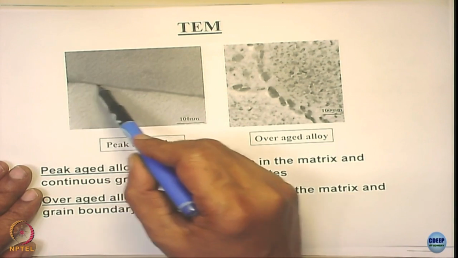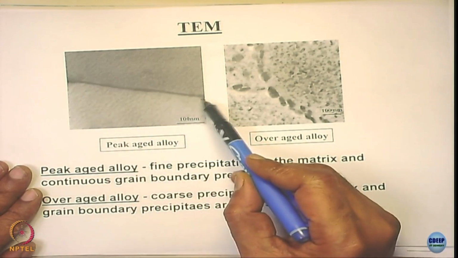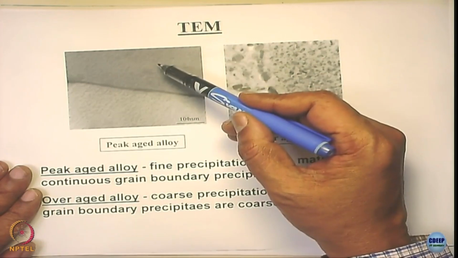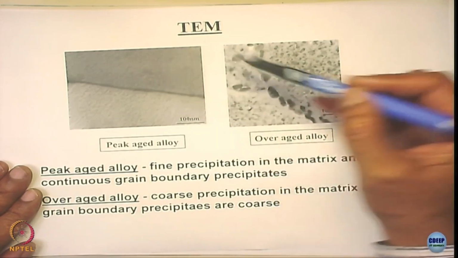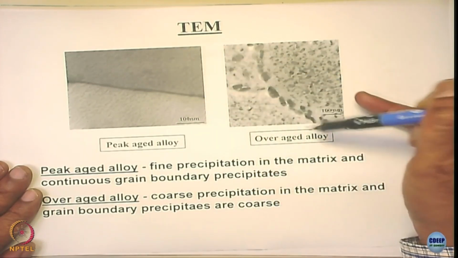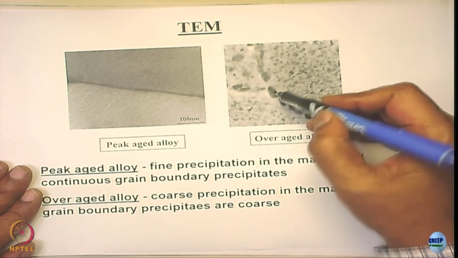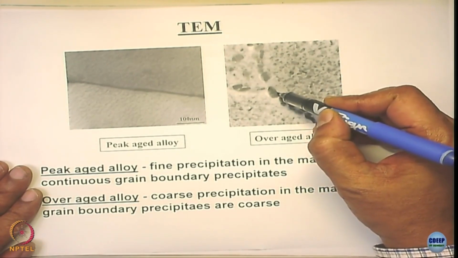These are the grain boundary precipitates you see here, it's very fine, and these grain interior precipitates are very fine, and so it has high strength. In this case, because of the coarsening effect, strength becomes low. Not only that, the composition of these precipitates also changes.